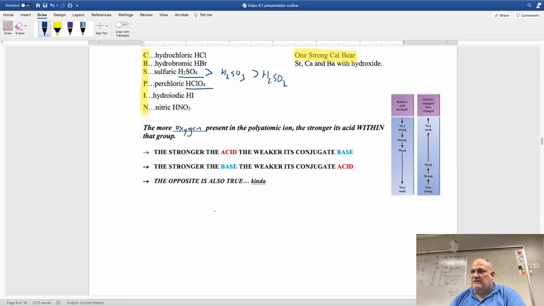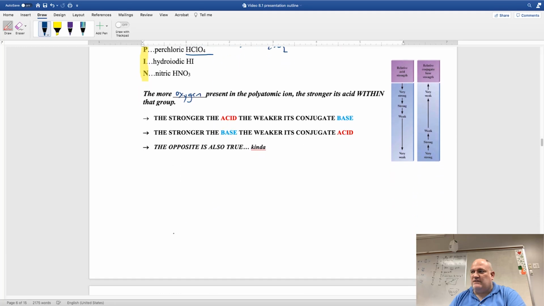Now, I'm going to leave you with this, and this is a big deal because the AP Board loves to ask questions on this. Whenever you have a conjugate acid and base, the stronger your acid, the weaker your base. So if you take a look at the relative acid strength, on this side we have a very strong acid, on this side we have a conjugate that's very weak. And that kind of makes sense.